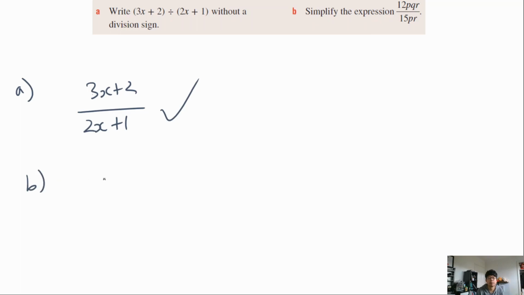And question B, simplify that expression. I'll just write it over here: 12pqr over 15pr. So in this case, there's a p on the top and the bottom. We can cancel those out. And there's r on the top and the bottom. We can cancel those out.